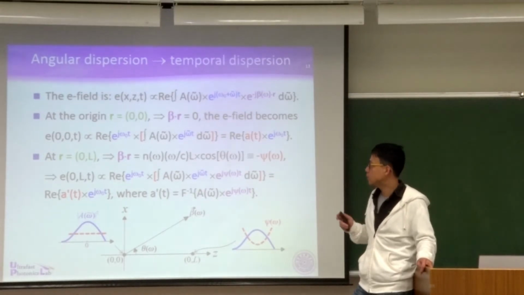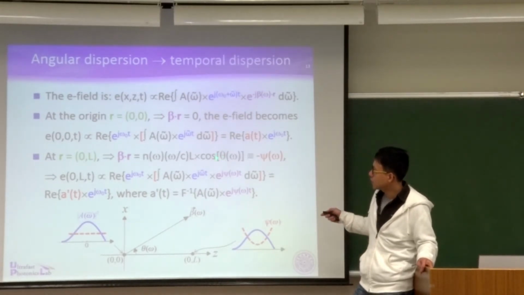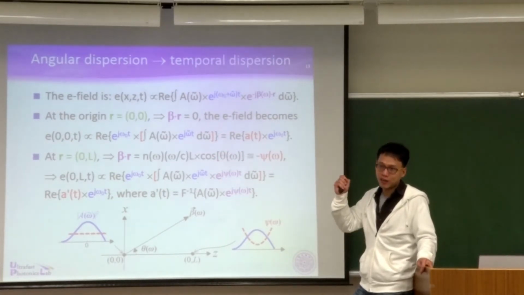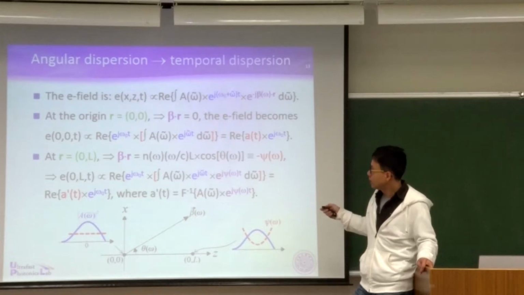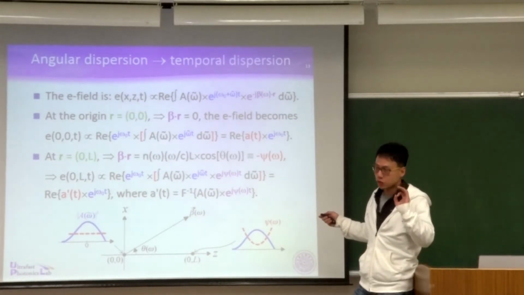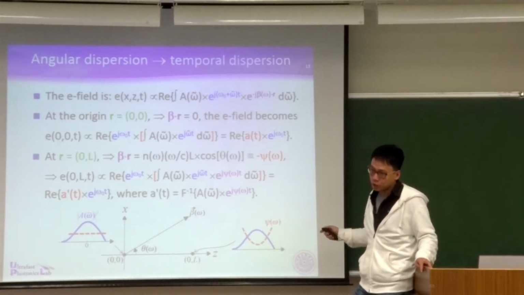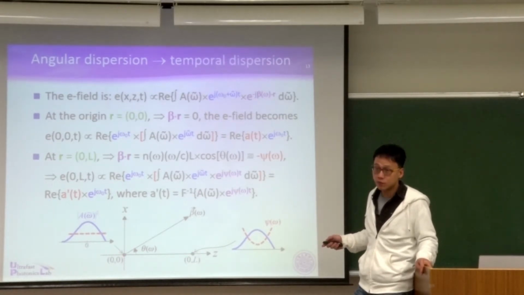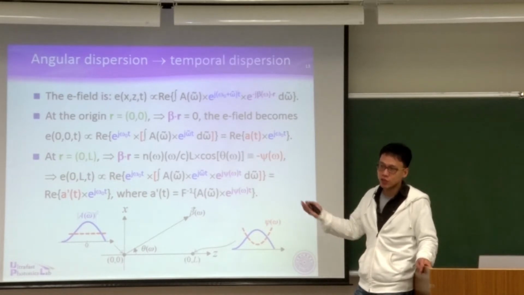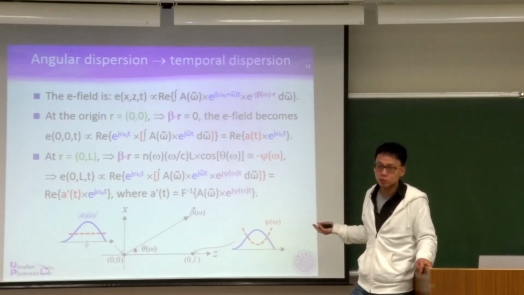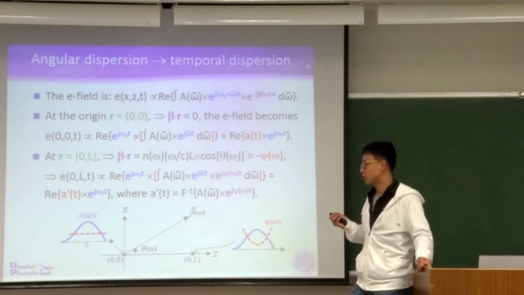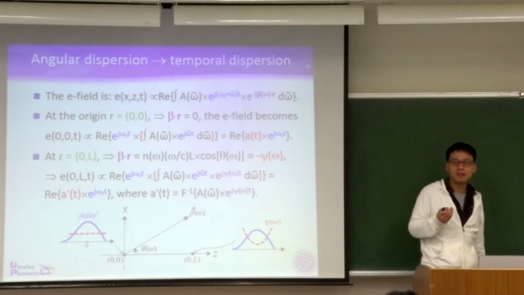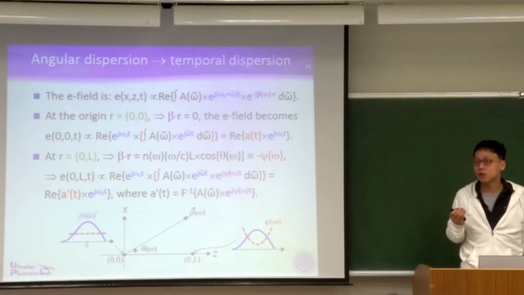If you have zero angular dispersion, theta of omega is just constant zero, right? That is no angular dispersion. Then psi of omega becomes zero. This effect will not occur. So no matter how long you move the observation point, the pulse does not change. There is no extra chirp. But if you have angular dispersion, there is extra chirp. Okay, any question?